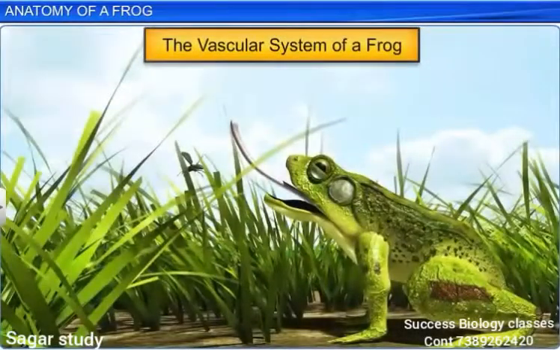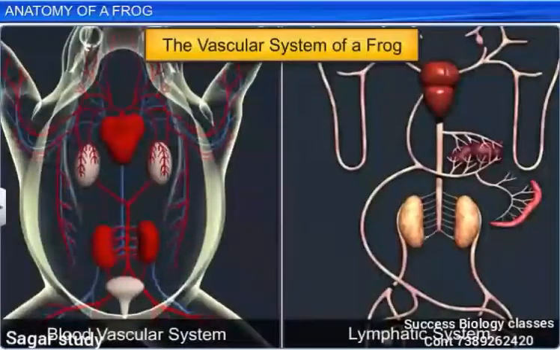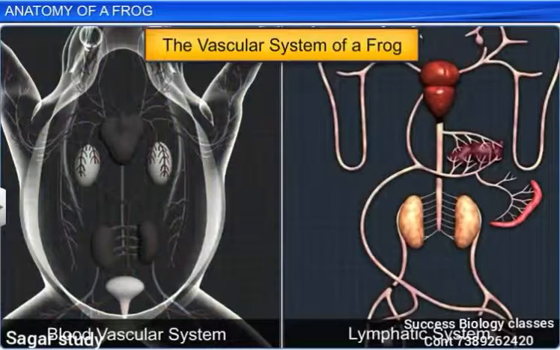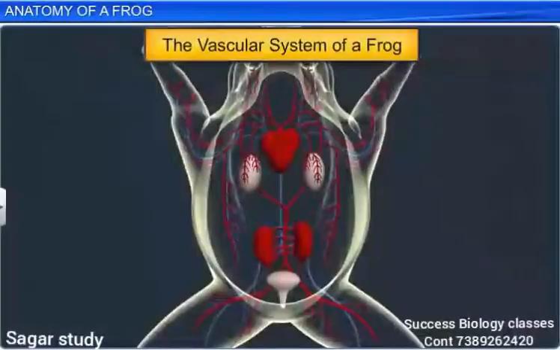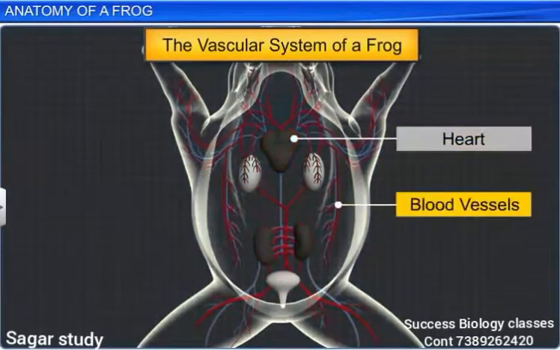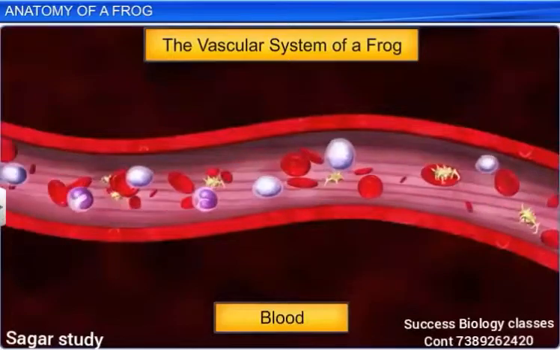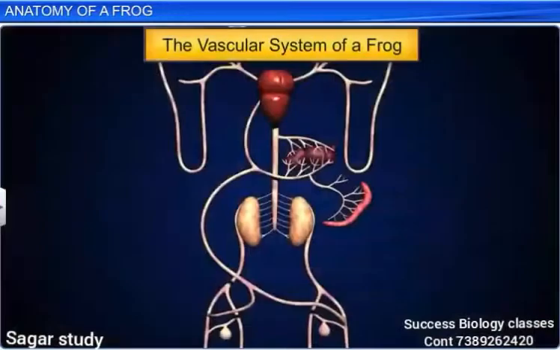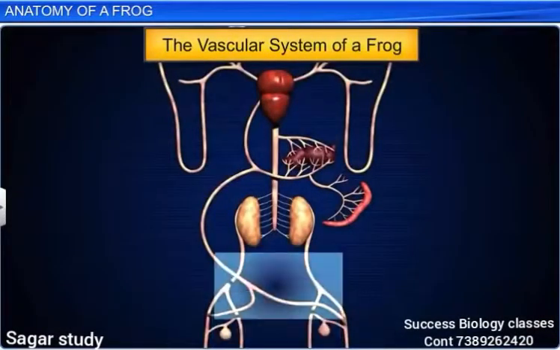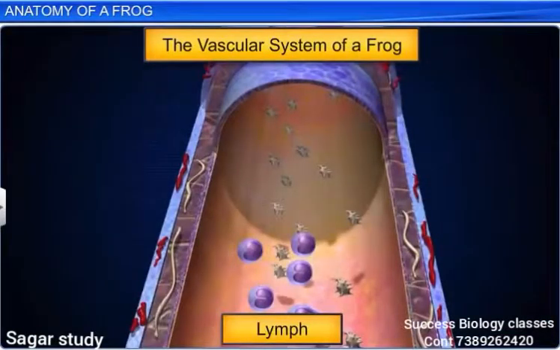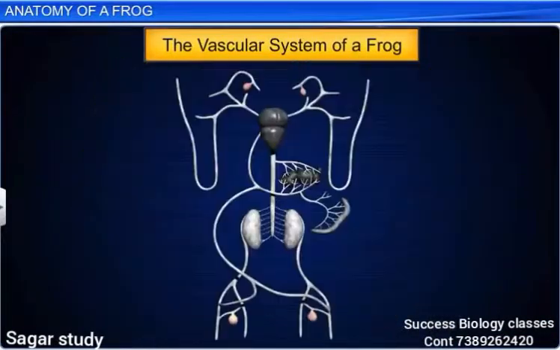The vascular system also forms a part of the anatomical study and consists of a well-developed blood vascular system and a lymphatic system. The blood vascular system consists of the heart, blood vessels, and blood, while the lymphatic system consists of lymph, lymph channels, and lymph nodes.